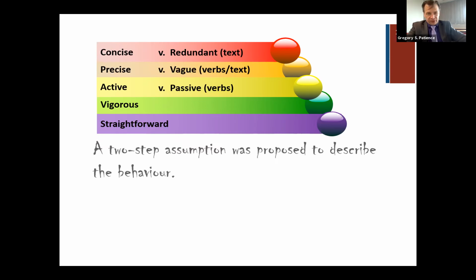So passive versus active, Krista talked a lot about this. A 2-step assumption was proposed to describe the behavior. There's a couple of problems with this, and we're going to look at this as an example later. But who did it? Who made this assumption? What was the assumption? What was the behavior? Okay.